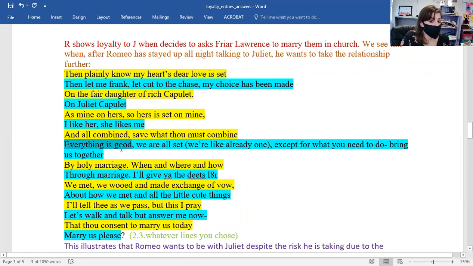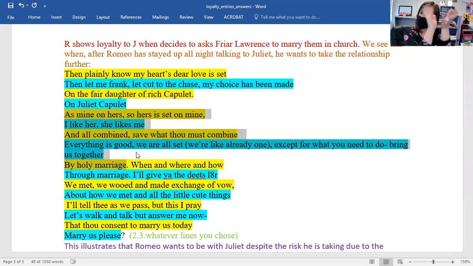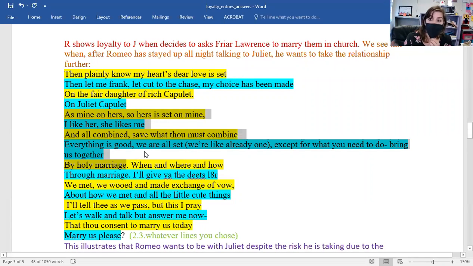And all combined, this one was what we reviewed last class too, and it was giving people some trouble. All combined, save what thou must combine by holy marriage. This is all one sentence. My heart is set on her heart is set on my heart, and we're all combined. Like everything is combined, we're all meshed together, except what we need you to combine by legal and holy marriage.